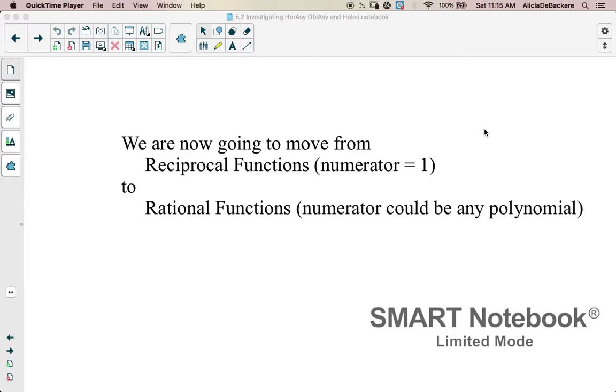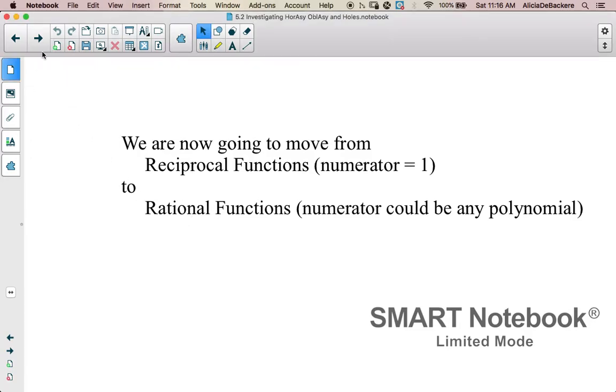Okay, welcome to lesson 5.2. In this lesson, we're moving away from reciprocal functions, which have a numerator equal to 1, and we're now going to look at rational functions where the numerator could be any polynomial. So technically, the whole unit is about rational functions, but reciprocals are a special case that we looked at first. Now we're going to look at all of the rest of them.